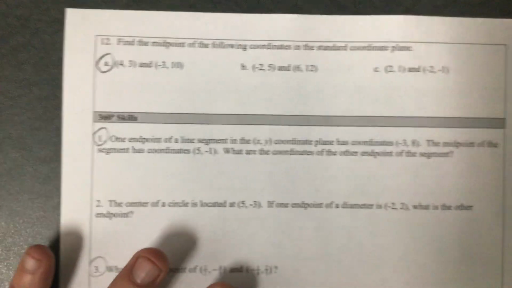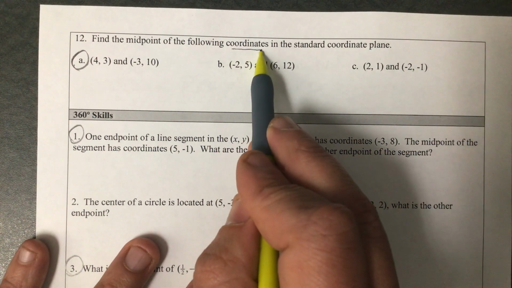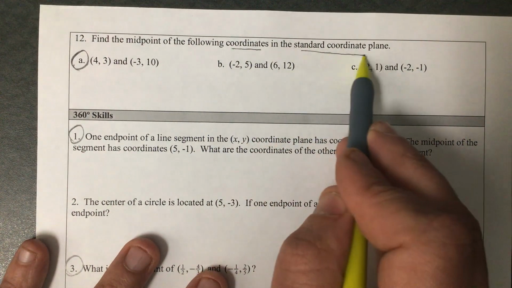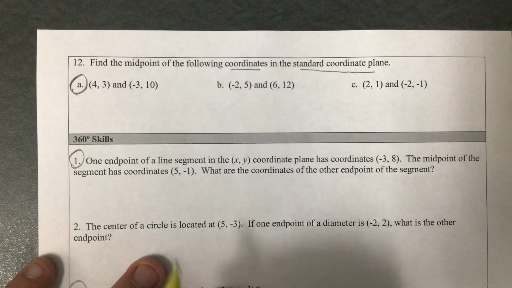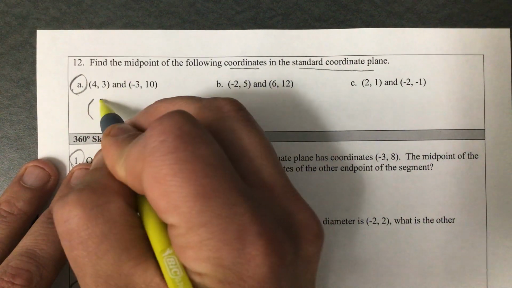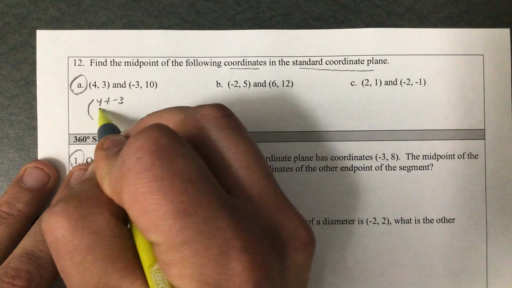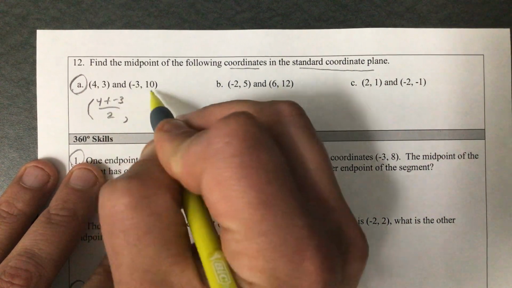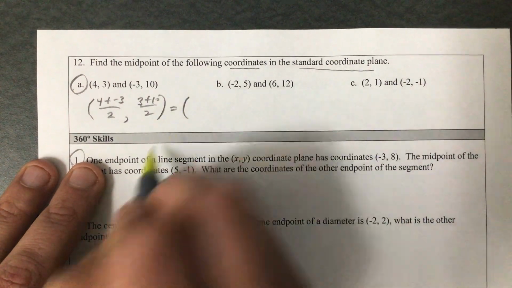Let's go to the back side. On the back side, it wants us to find the midpoint of the following, and now we're dealing with coordinates. These are different. We're on a coordinate plane, which is a fancy word for grid, and we are just going to use our formula. To find the midpoint, all we're going to do is add up and divide by 2. So I would do x1, 4 plus negative 3, put it over 2, 3 plus 10 over 2, and then I would simplify those.